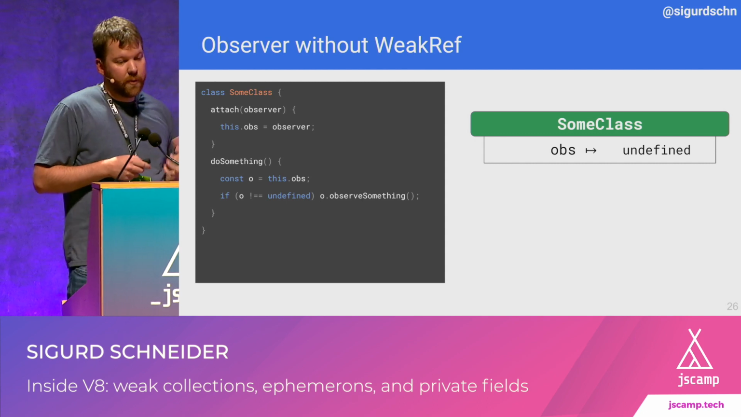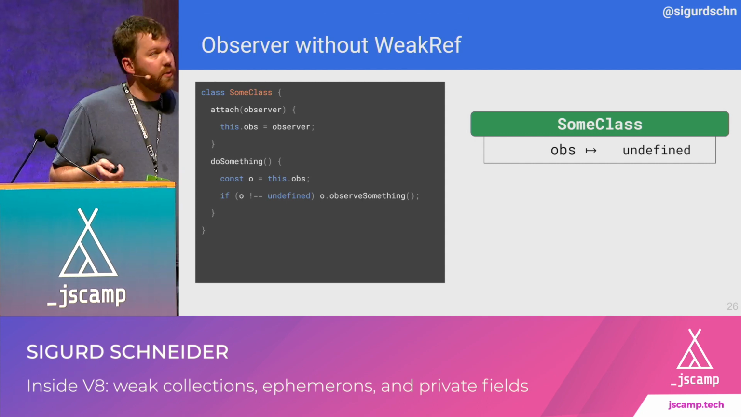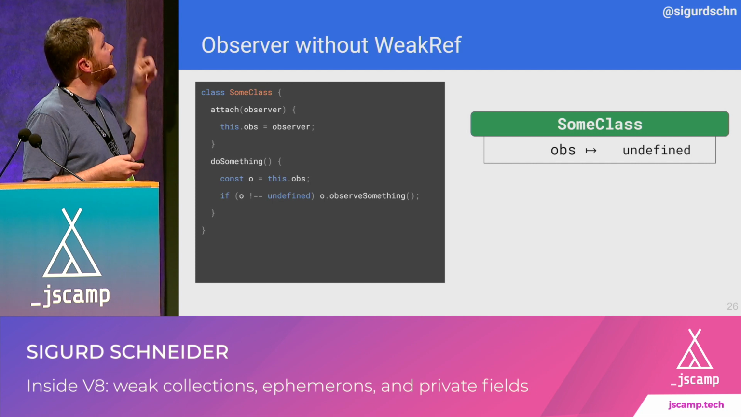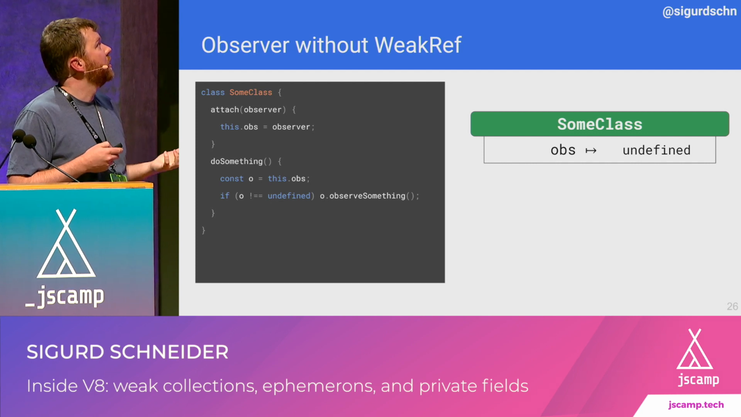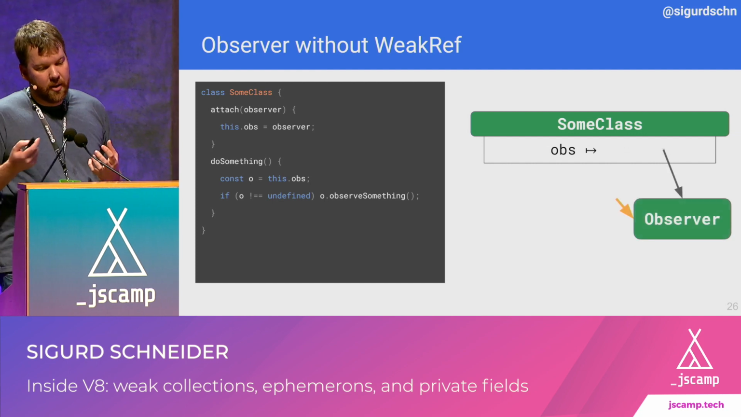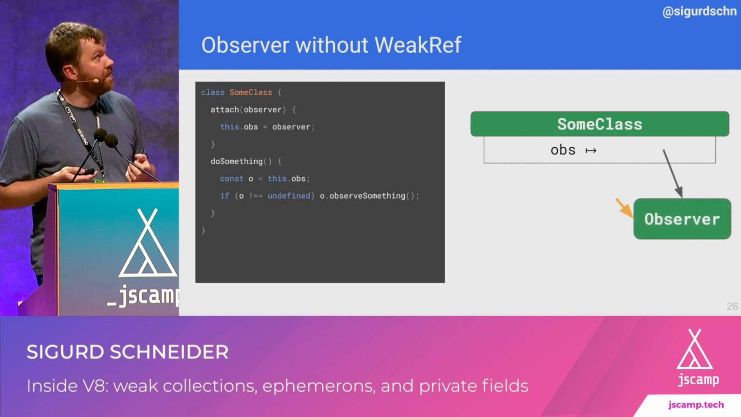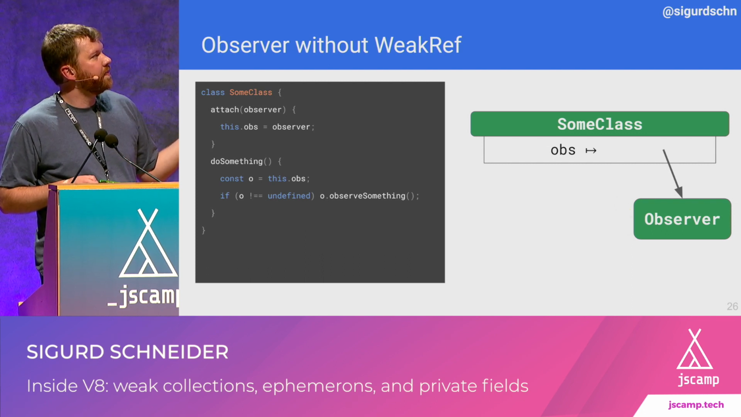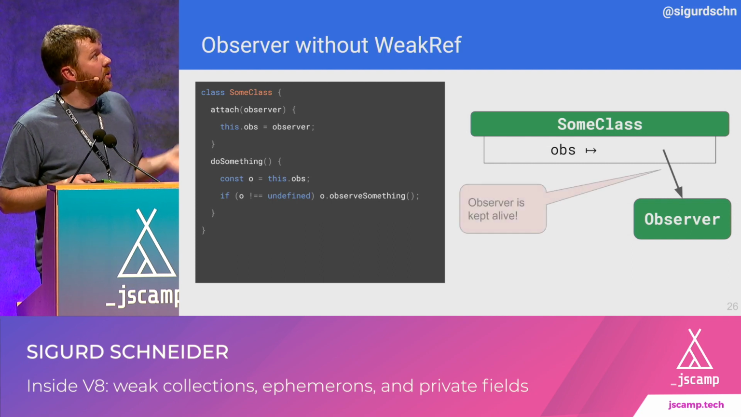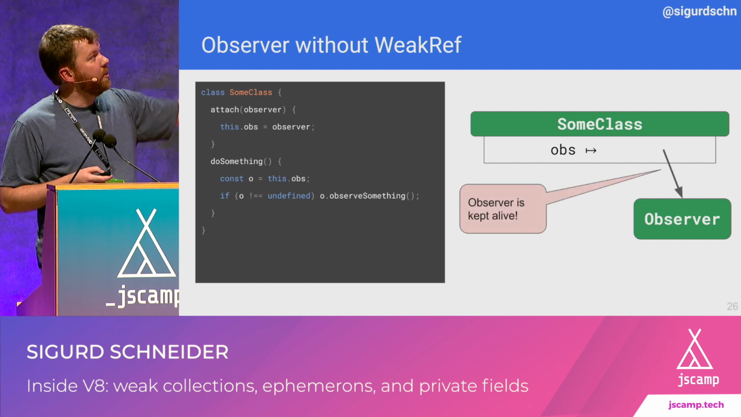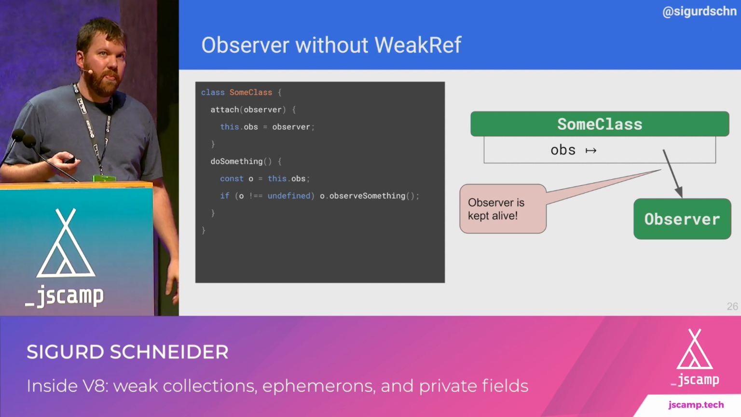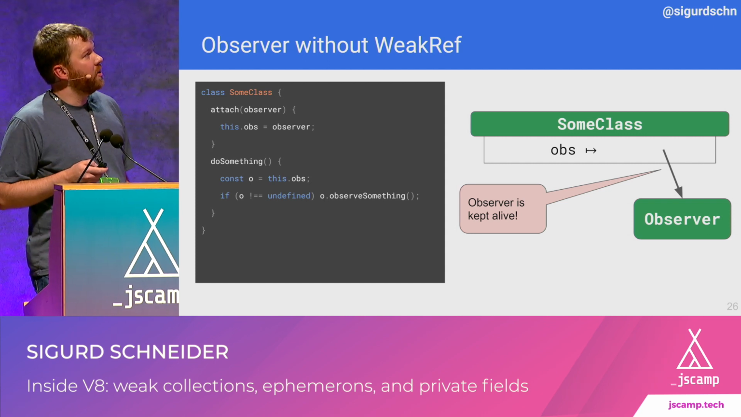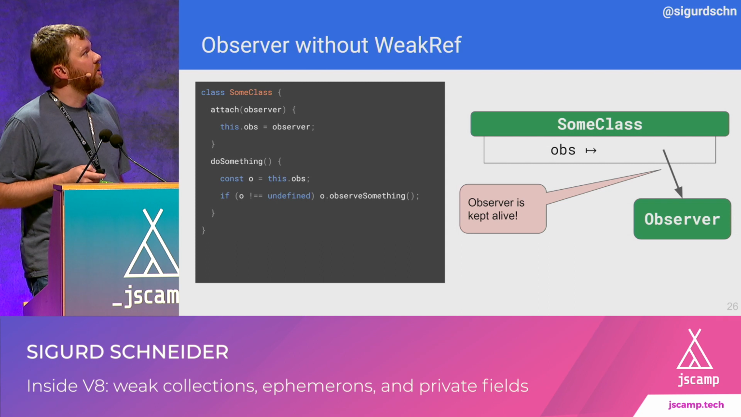So here's an example of how a weak ref could be useful. First, we'll do it without weak ref and see what the problem is. Suppose you have this some class which does something, and you want to attach an observer to it. And if you do this, then the ops field will point to an observer. But if at some point later during program execution, your observer dies, then some class will hold onto it, because this pointer will keep the observer alive. And depending on your design, most likely this is not what you want. You probably want the observer to vanish once you're not holding it anymore.